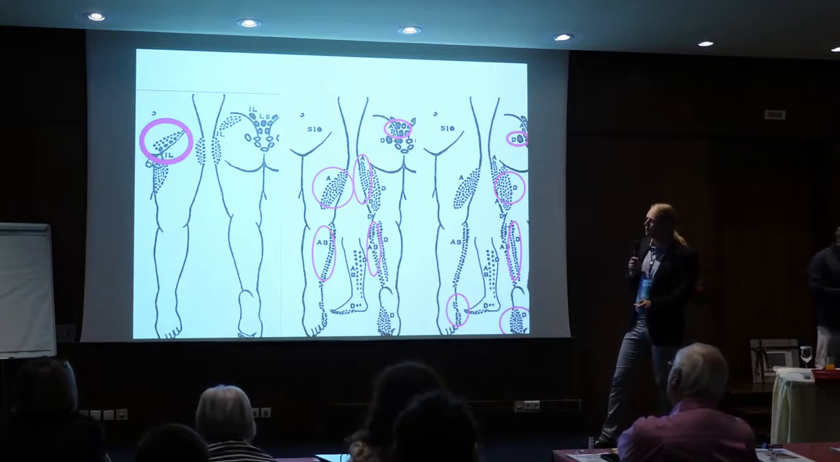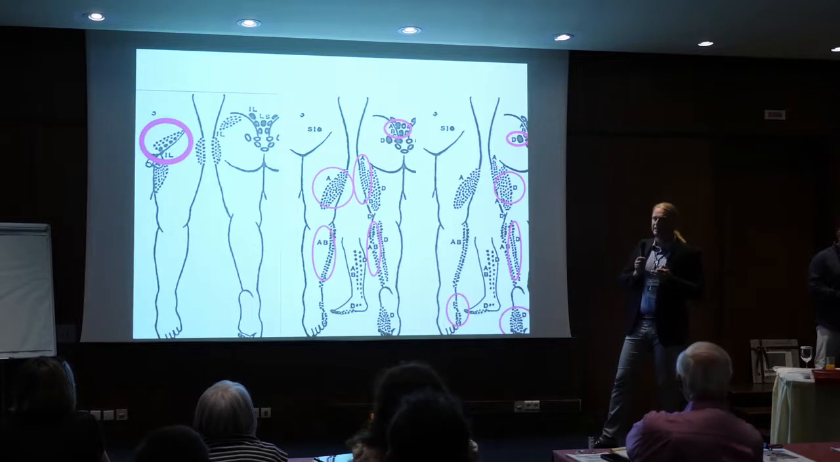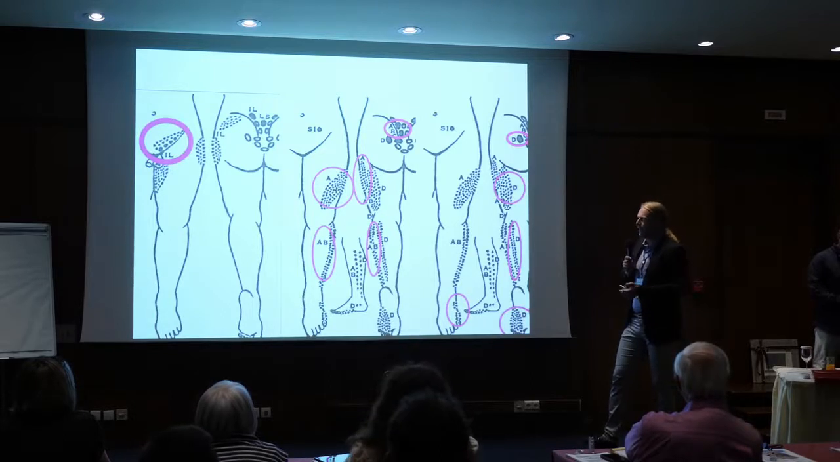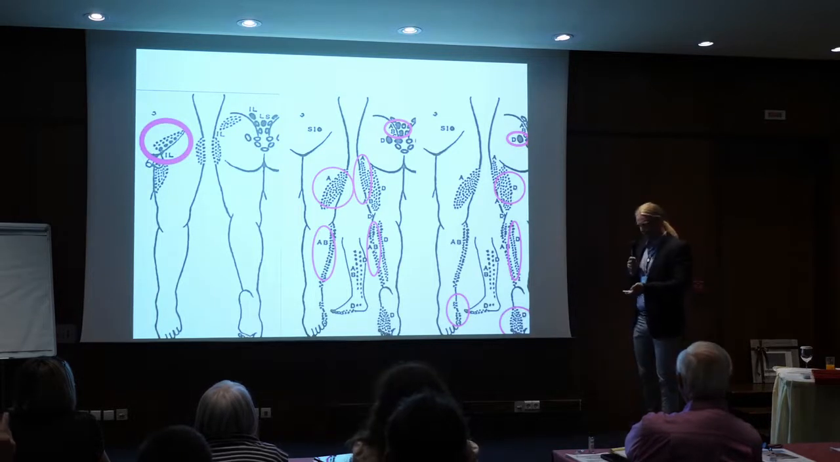So these referred pain patterns give an indication where the pain goes, but don't really give an etiology. Why is the pain there? Why are these ligaments irritated, painful, injured, or inflamed, or what's going on there?